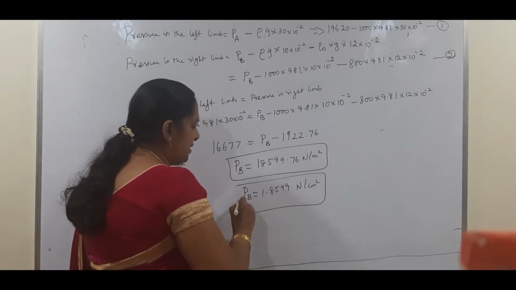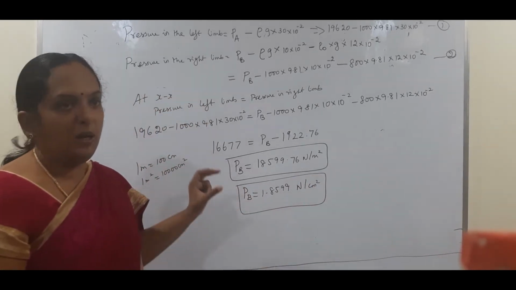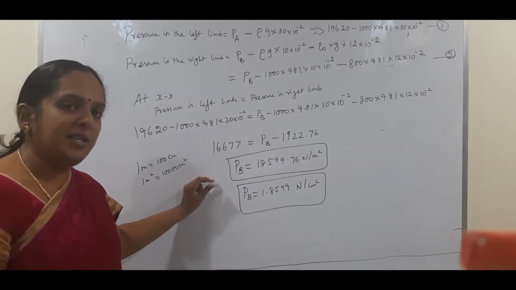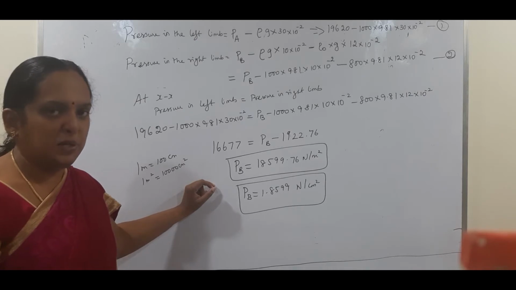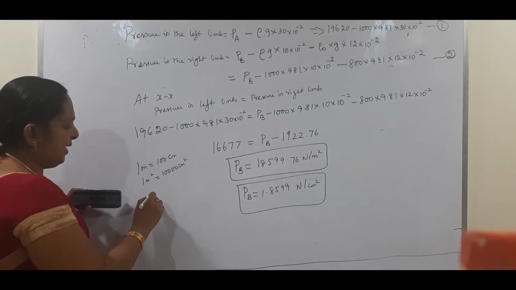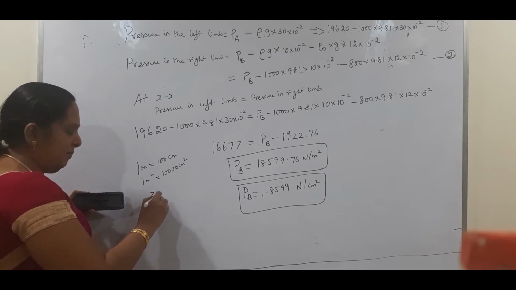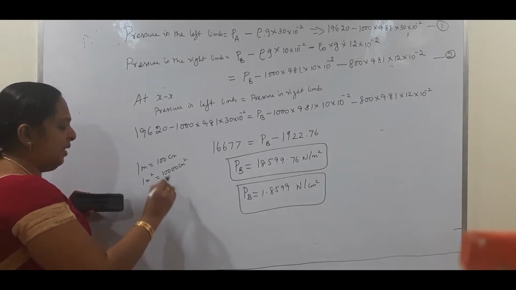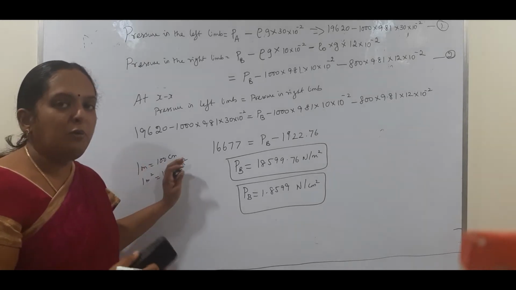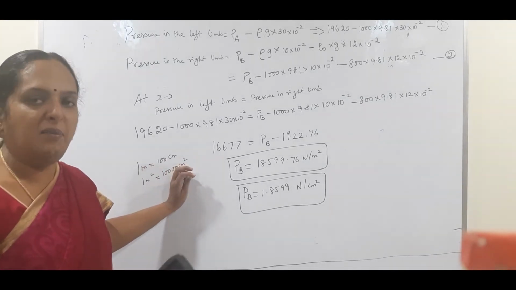Is it clear, guys? This is a very simple problem, but they have given you a small twist here. Instead of giving the pressure at A directly, they have given a pressure head. Pressure head is usually represented by Z or H. From that we will be able to find out the pressure. So we have to understand the question properly, and then work with it.